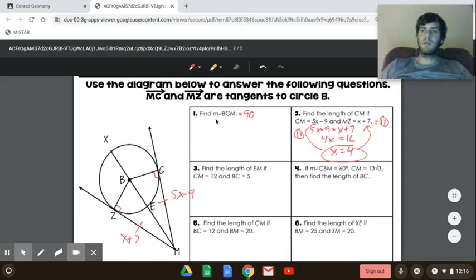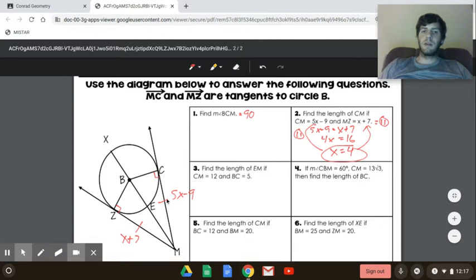So in number 1 here, we use the first theorem that the tangent line is going to be perpendicular to the radius, so it's going to form a right angle. That's 90 degrees, angle BCM. And in number 2, we're using the second theorem. You have two tangent lines that meet at an exterior point, so the two segments are going to be congruent. So MZ and CM are going to be congruent here because they're both parts of tangent lines that meet at an exterior point.